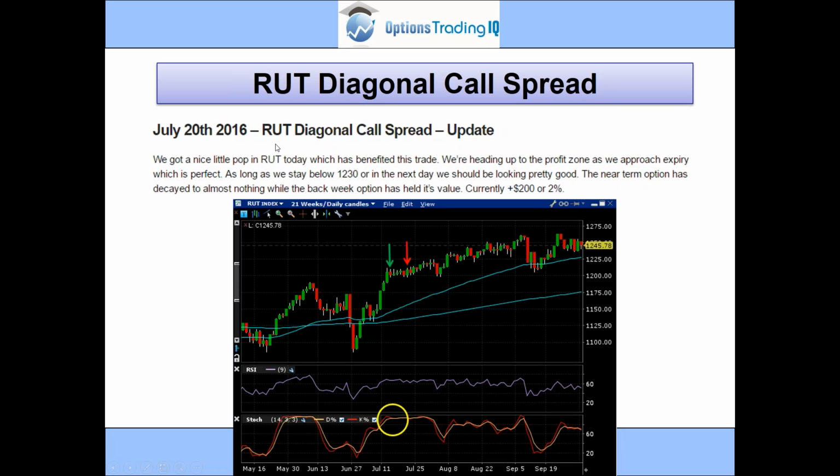Okay, so on the 20th, I guess the next day, we got a nice little pop in Russell, which has benefited this trade. We're heading up into the profit zone as we approach expiry, which is perfect. As long as we stay below 12.30 in the next day, we should be looking pretty good. The near-term option has decayed to almost nothing, while the back week option has held its value. So currently up about $200 at this point. Okay, and there's the chart there.